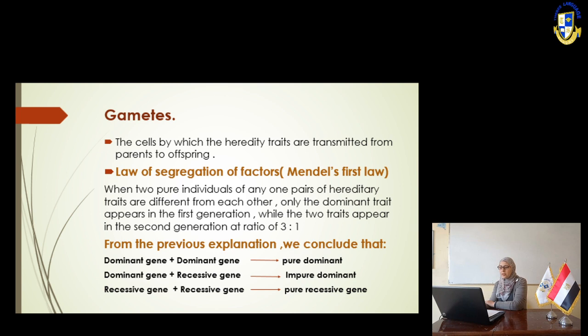When two pure individuals of any one pair of heredity traits are different from each other, only the dominant traits appear in the first generation, while the two traits appear in the second generation by ratio 3:1. So only the dominant traits appear in the first generation and the two traits appear in the second generation. From the previous explanation, we conclude that the dominant gene plus dominant gene give pure dominant, but the dominant gene plus recessive gene give impure dominant, and the recessive gene plus recessive gene give pure recessive.